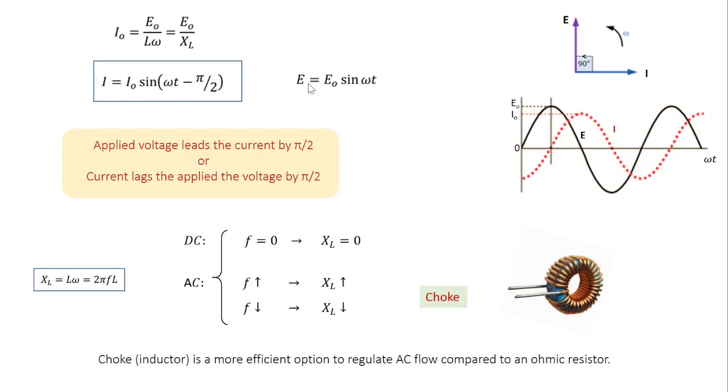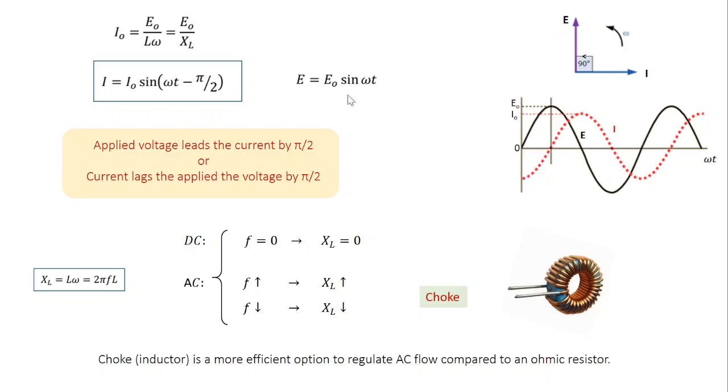Now, if you compare the voltage and current, you can see that the current lags the applied voltage by an amount pi by 2. Or alternatively, you can say that the applied voltage leads the current by pi by 2. So the relation between current and voltage you can pictorially represent either using a waveform diagram or a vector diagram here. So let's first look into the waveform diagram.